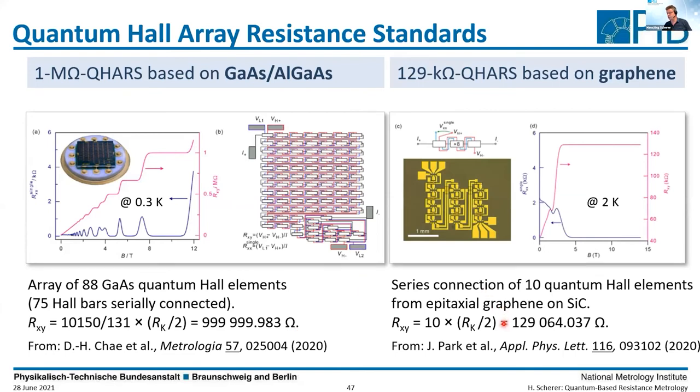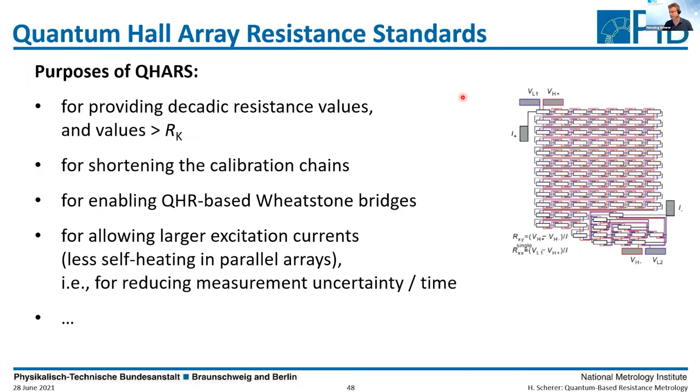And this is another example showing a similar architecture, but only with 10 quantum Hall effect elements from graphene, which was used to fabricate a 129 kilo ohm array in this example, also at KRISS, the Korean National Metrology Institute. The purpose of these arrays is to provide decadic values, for instance like this 1 mega ohm array, and values that can be significantly higher than RK. It can shorten the calibration chains. It can enable building quantum Hall effect based Wheatstone bridges. It may allow higher excitation currents. For instance, if you use parallel arrays, you can diminish the self-heating, and you can also reduce the measurement time, of course, if you can use larger currents.